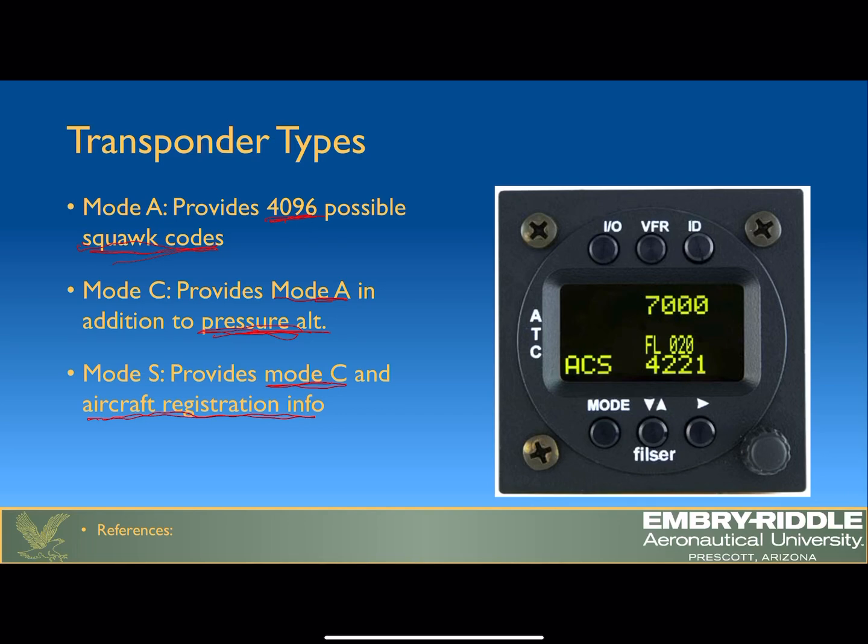You want Mode S. Mode S is the best. It gives ATC the most information about your aircraft, and if ATC has the most information, then they can more accurately give you guidance. So those are the different types: Mode A, Mode C, and Mode S.